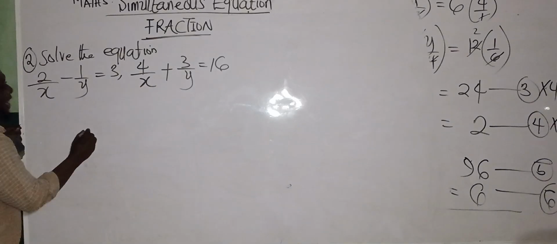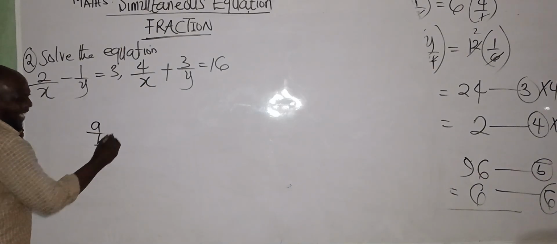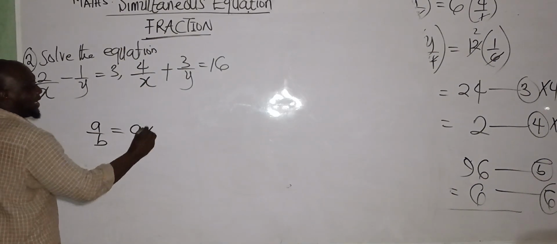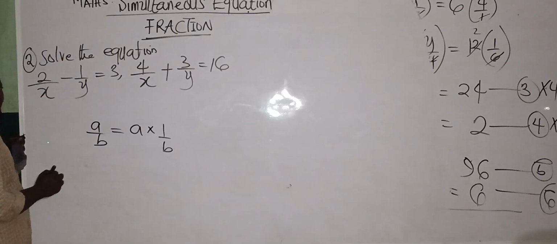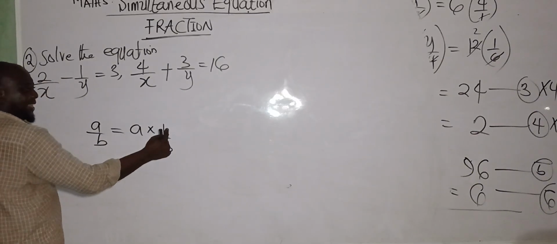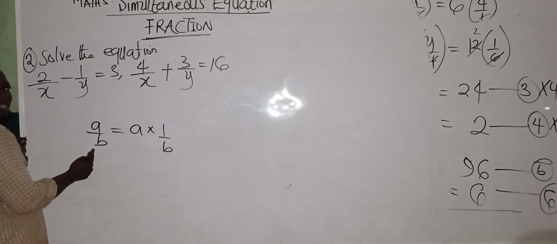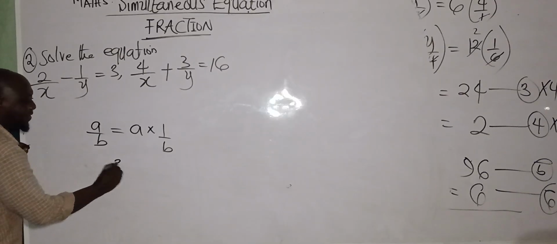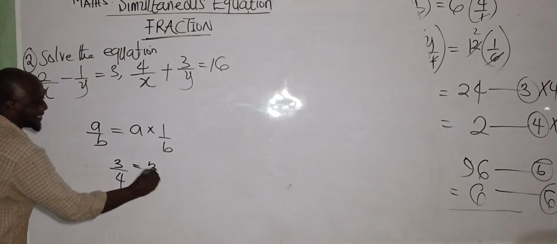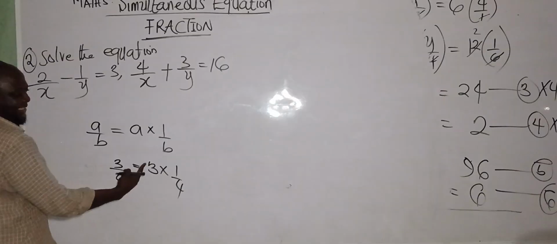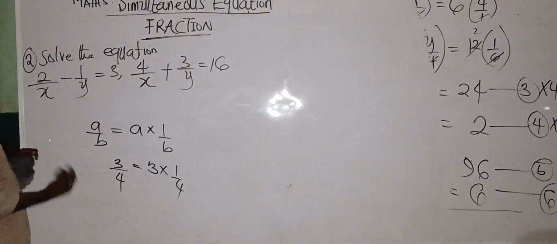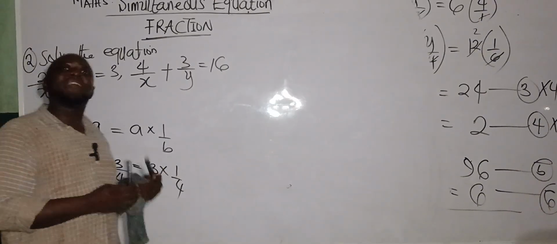Do you agree that if I have A over B, I can also write it like this? A times 1 over B. Do you agree? Because when I multiply 1 times A, you see this one, over B. It's the same thing. So if I have 3 over 4, I can write it like this: 3 times 1 over 4. 3 times 1 will give us 3 over 4. It's the same thing. So it's up to you, whichever one you like.